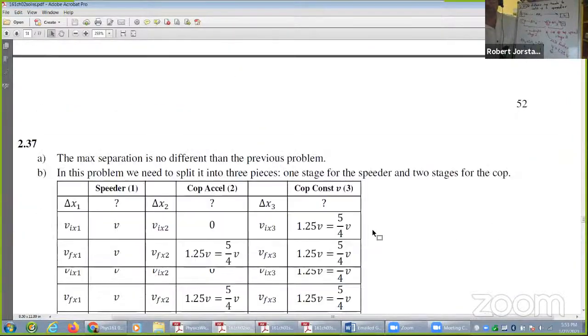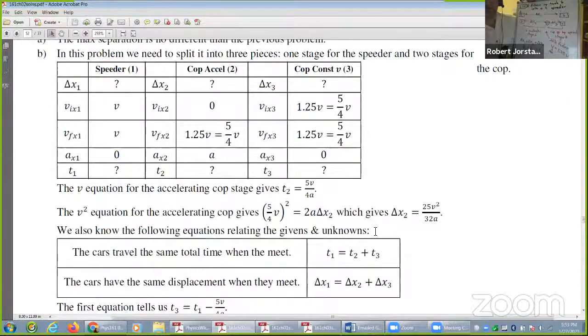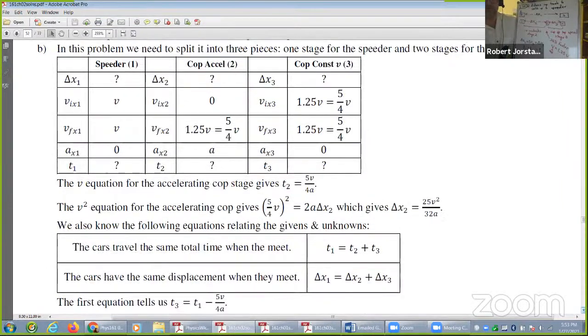The graphs will ultimately help you. So let's look at part B here. I did the speeder. I called that stage one. The cop is accelerating. So there's that 25% more.